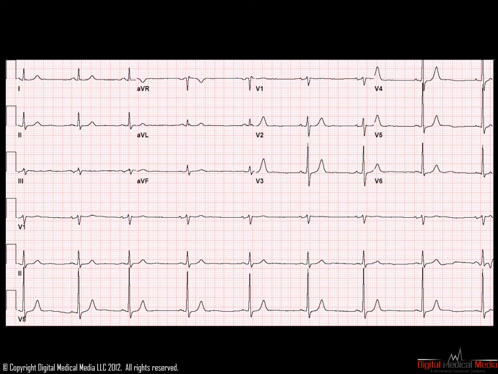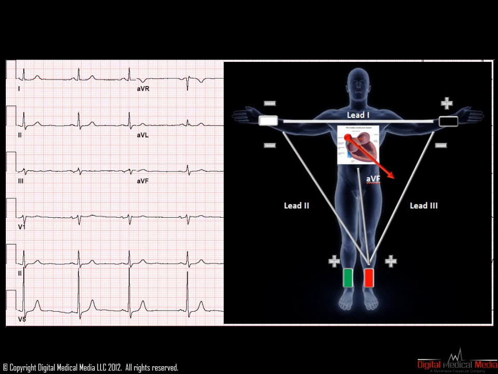This P wave is actually inverted in 3, but upright in AVF and inverted in AVR. This still represents a sinus origin. Lead 3, because of its angled placement against the right lateral part of the heart, can sometimes show an inverted P wave even in sinus rhythm.